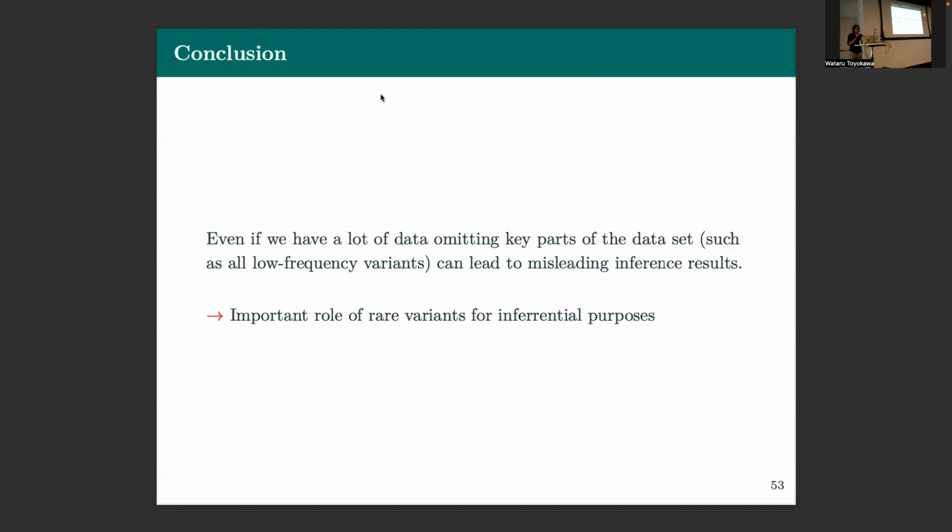So even if you have a lot of data, omitting key parts of the data set, such as all low frequency variants, can lead to misleading inference results. I'm running over, I promise I'll wrap up in a second. So this is an important role for rare variants for inferential purposes. That's an important lesson. Just having a lot of data might not mean much if we miss the important part of the data set.